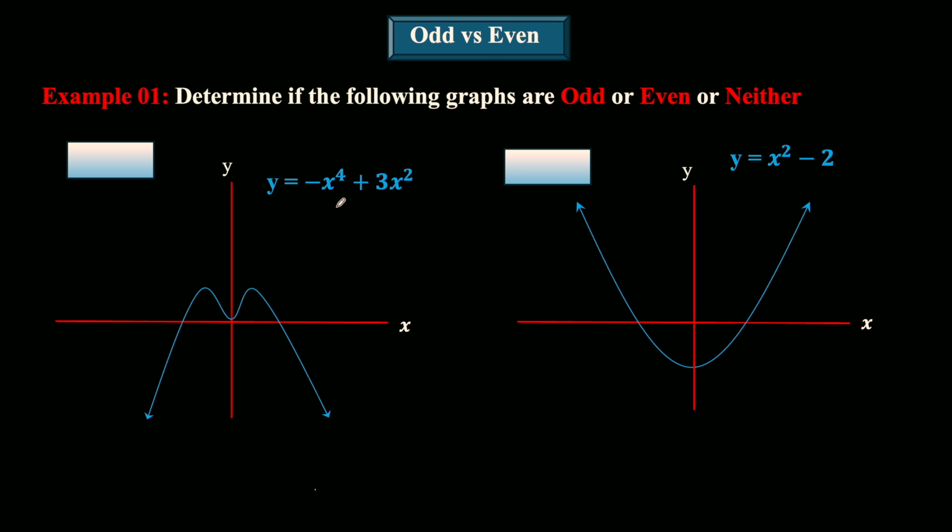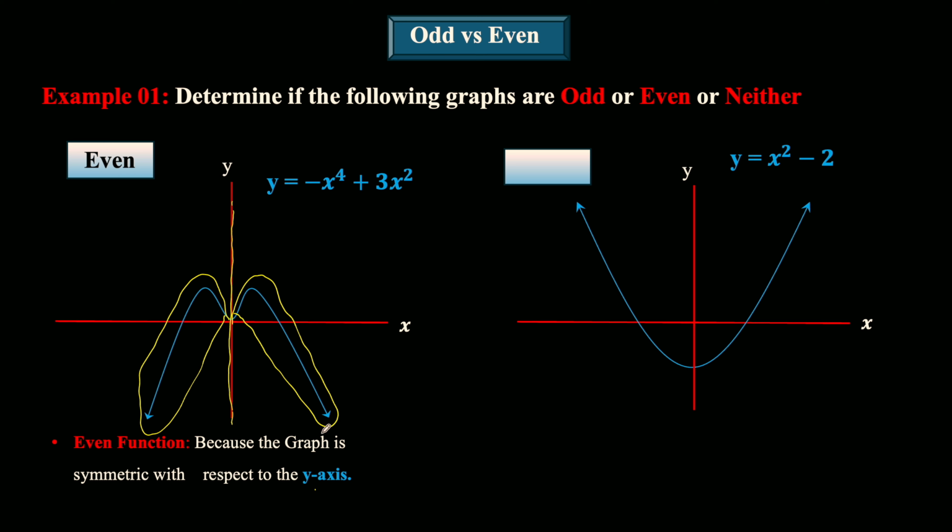Let's see our first example. Determine if the following graphs are odd or even or neither. So this is our function, this is the graph of this function. First it is obvious from here, this is the y-axis, okay? You see this one part, second part, they are exactly the same, they are symmetric. You see this part is symmetric with this part with respect to the y-axis. So it is an even function because the graph is symmetric with respect to the y-axis.